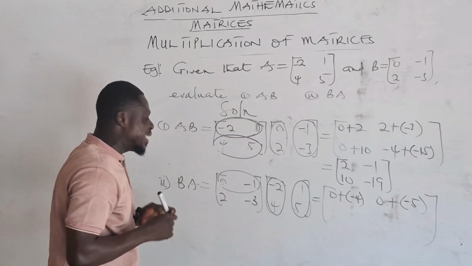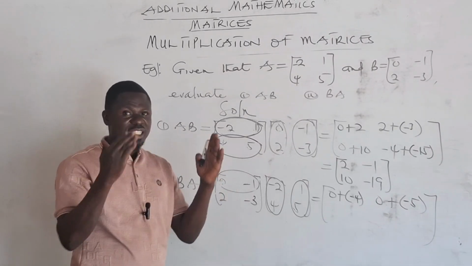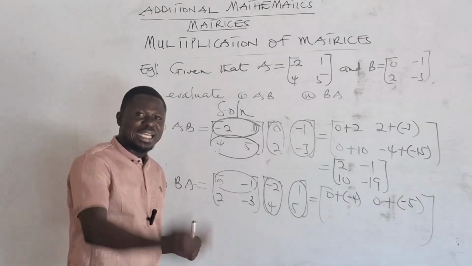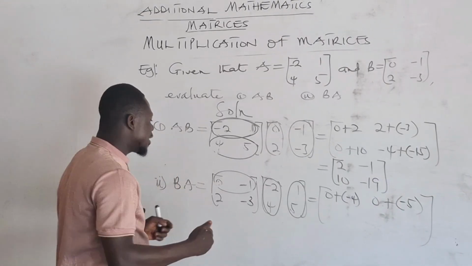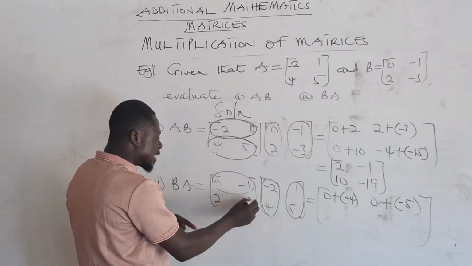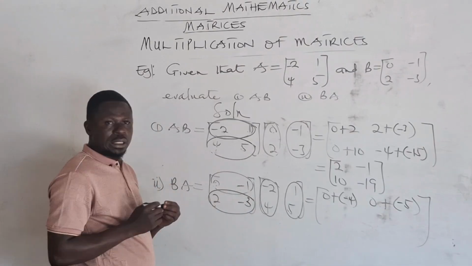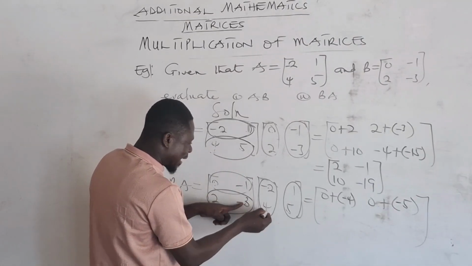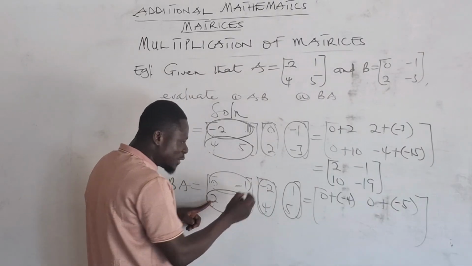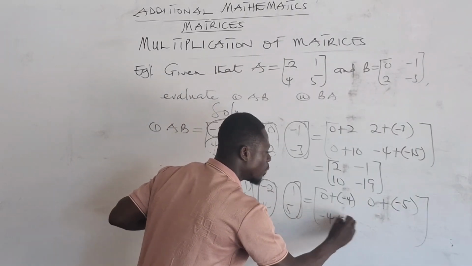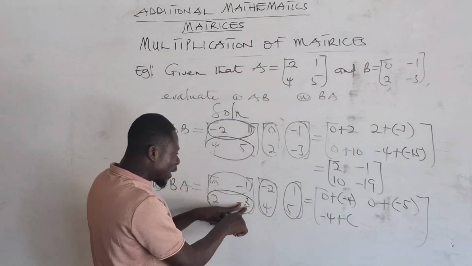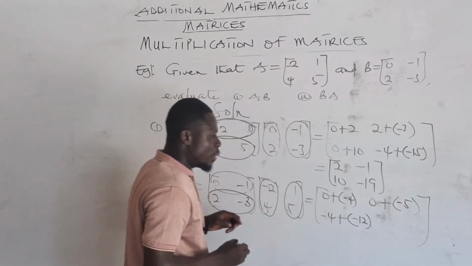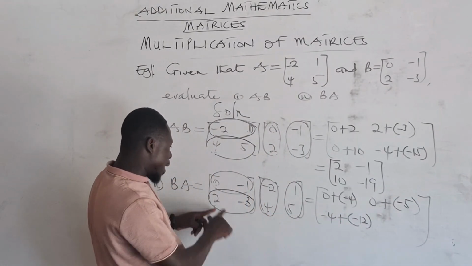So let's move on to the second row of the first matrix by the first column of the second matrix, and by the second column of the second matrix. So let's do that and see. So this is our second row. First, second. So 2 by -2 will be -4 plus -3 by 4 will be -12. We are done with that. Let's move on to the next one.